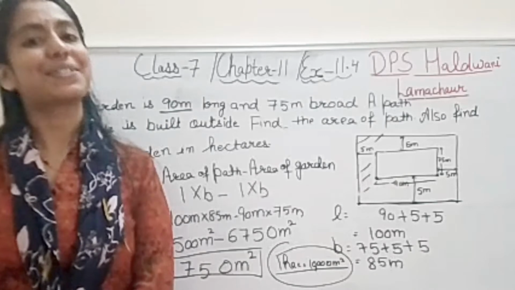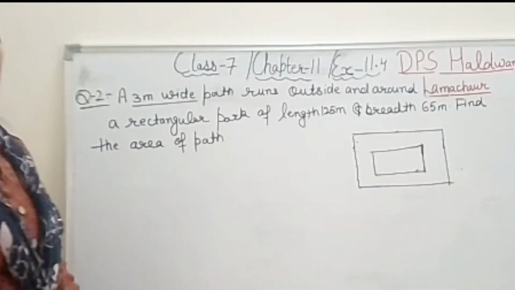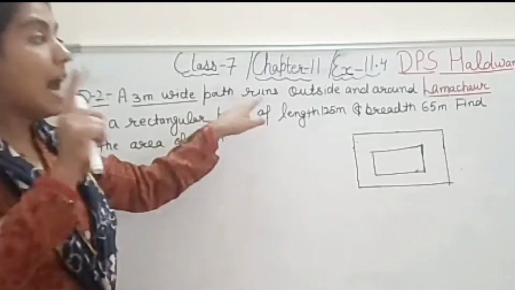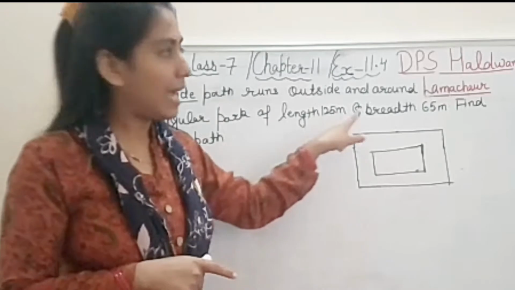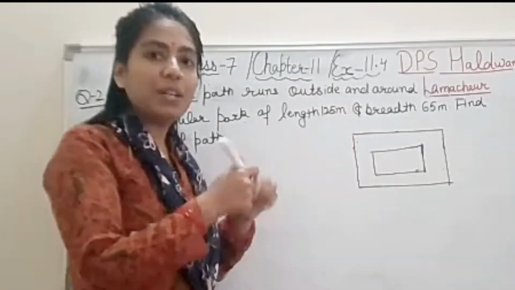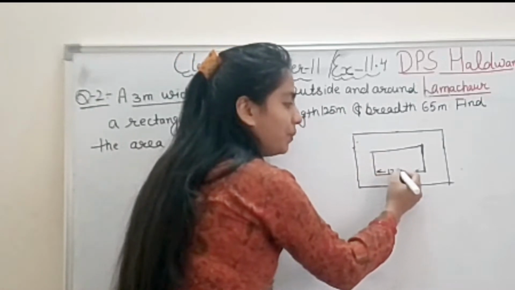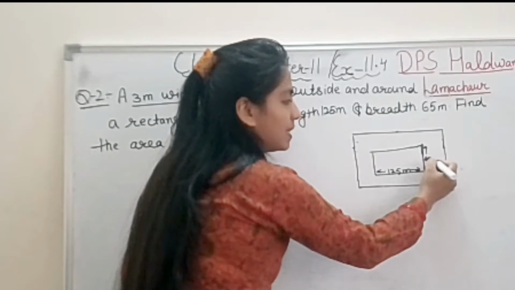Now coming to our next question, question number 2. A 3 meter wide path runs outside a rectangular park whose length and breadth are given to you. Same question. One rectangular park whose length is 125 meter is given to you and breadth is 65 meter. Right?